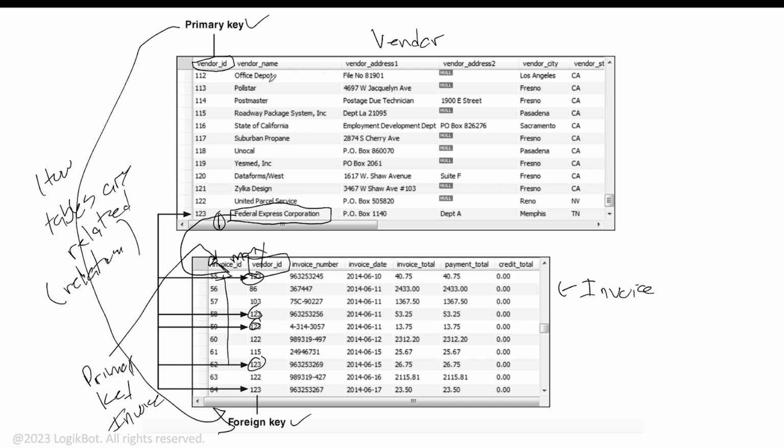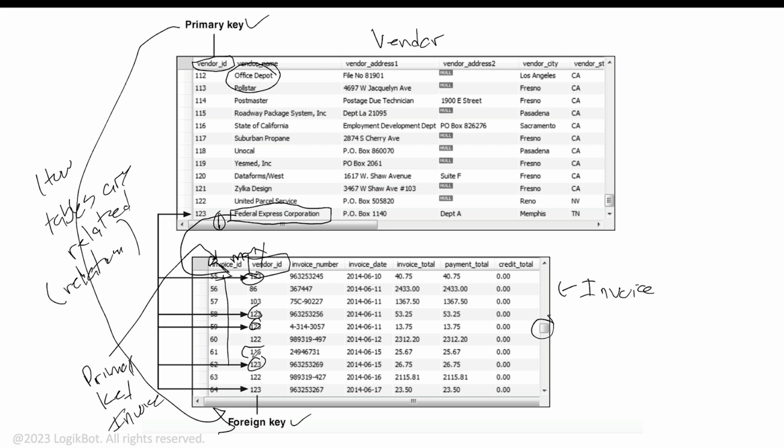Let's take a look at Office Depot. 112 is his vendor ID. And if we come down, we can see, does he have anything in here? I don't see any 112s for Office Depot. Well, he doesn't have any invoices, does he? All right, none that we can see. Now, this table you can see over here scrolls, so he might have some more. So let's see what else we can find.